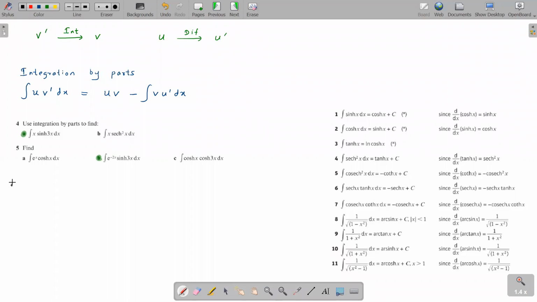So let's start fourth one, part A. Integration of x sin 3x. So x will be my u, sin 3x will be my v dash. So u equals x. From u to u dash, you need to create u dash, right? So u dash becomes the differentiation of x, which is 1. The next one is our v dash. v dash is sin 3x. So v dash to v, we integrate. So integration of sin 3x is minus 1 over 3 cos 3x.